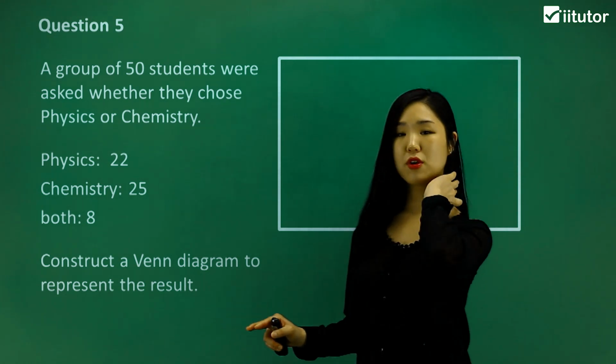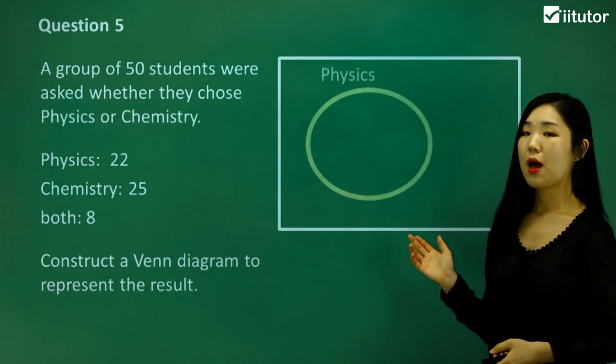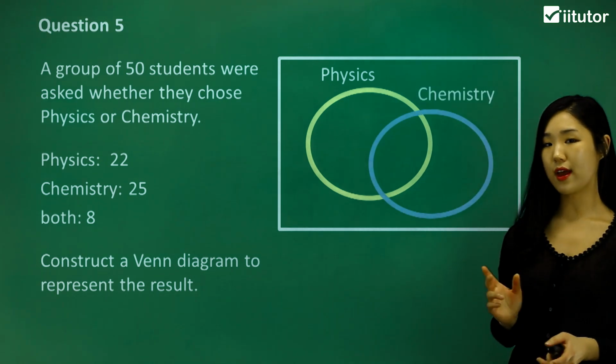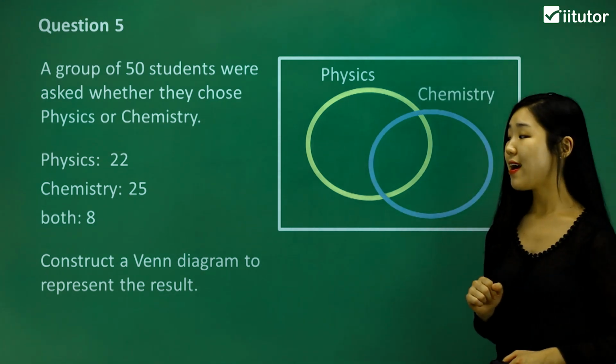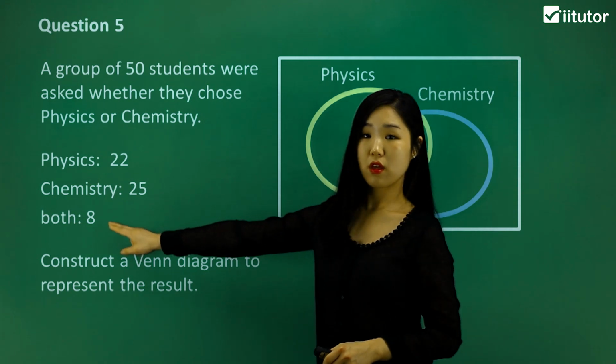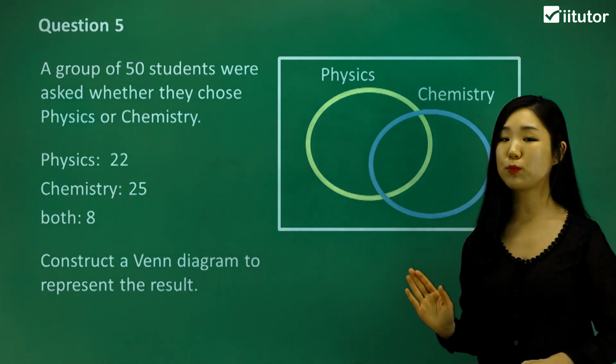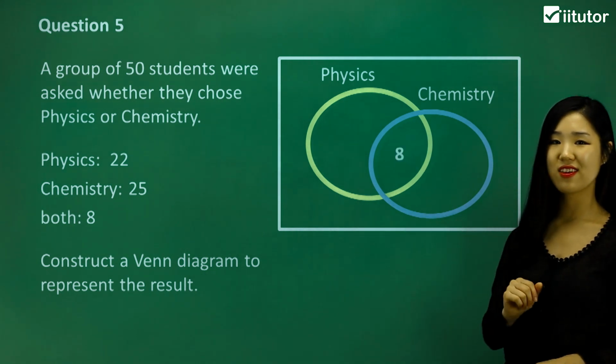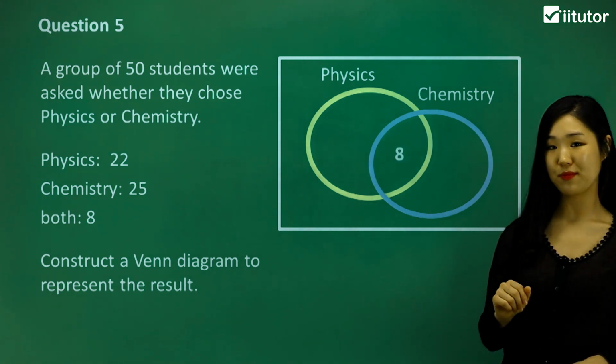And again, we have to construct our Venn diagram. So I'm going to put my physics circle, and I'm also going to put my chemistry circle like I did in the previous question. Now it tells us that 8 people do both physics and chemistry. It must go in the category where they overlap.